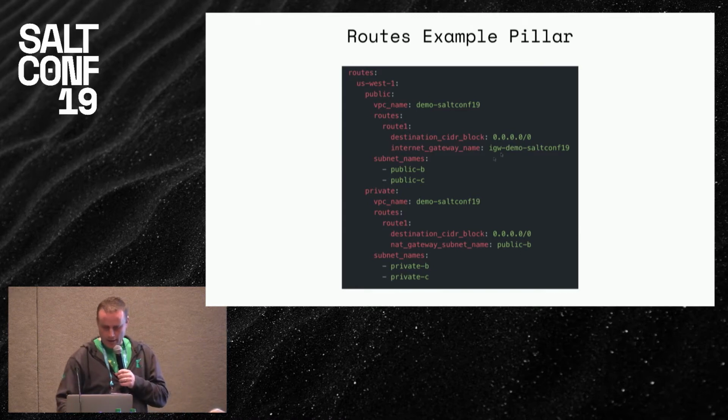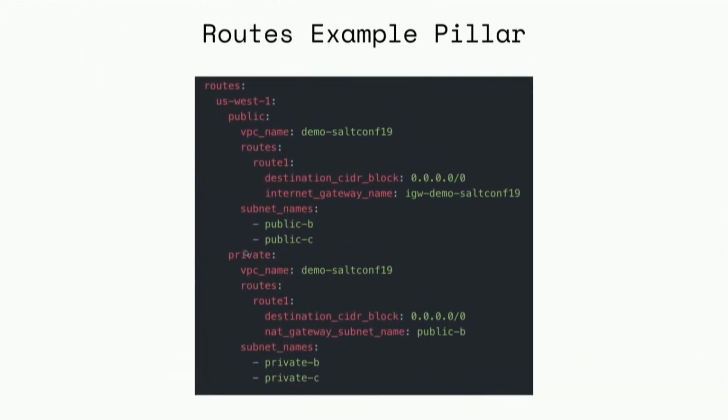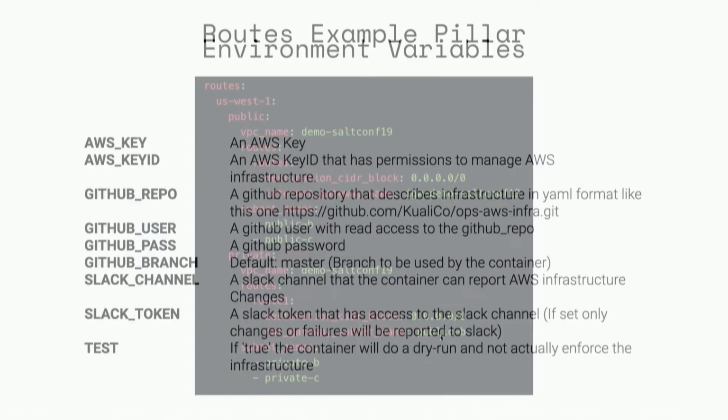And then, of course, in our private route table, we have a different default route, and that default route uses the NAT gateway that exists in this subnet. And that's all we had to do there.